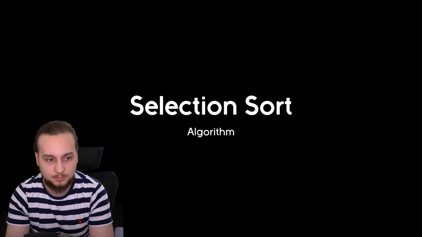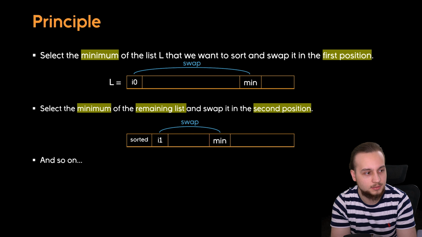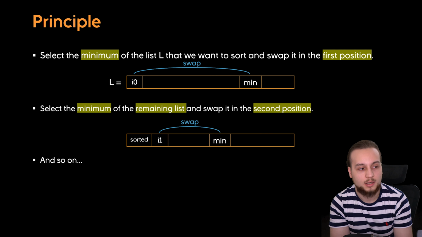Selection sort algorithm. Principle: select the minimum of the list L that we want to sort and swap it in the first position. Select the minimum of the remaining list and swap it in the second position. As you can see, our list becomes sorted, slowly going from the left side to the right side by swapping the values with the minimums.